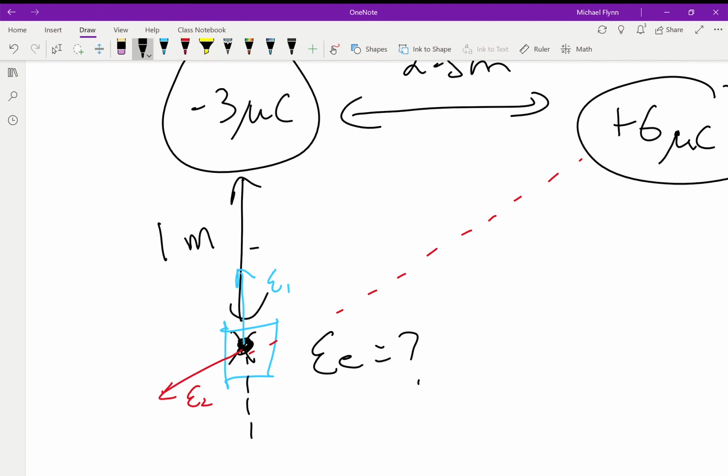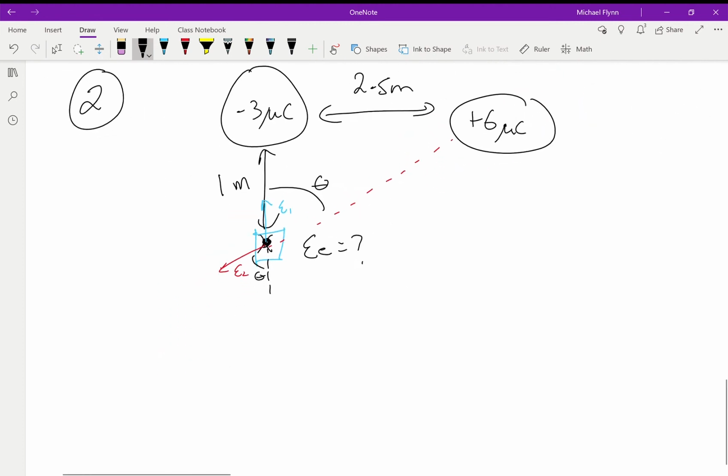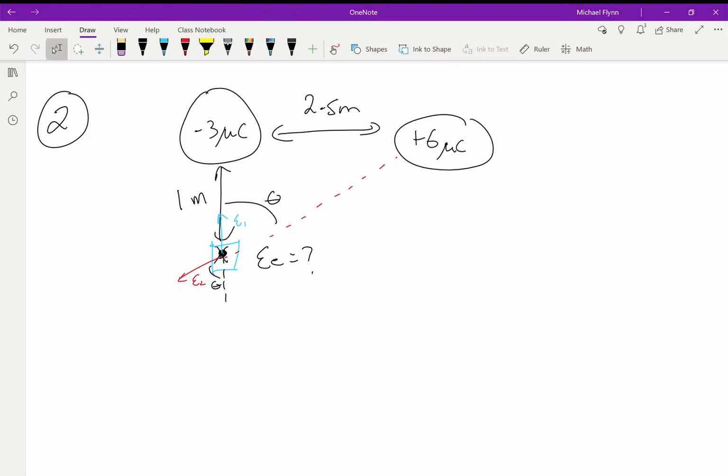Now I'm going to continue this line here. We're going to need to know what theta is, and theta down here is the same angle. They're opposite angles, so they're the same. And this is a two-dimensional problem, so you're going to have to use the component method. There are two vectors we're trying to add. First, let's get the magnitude of these vectors before we can use the component method.